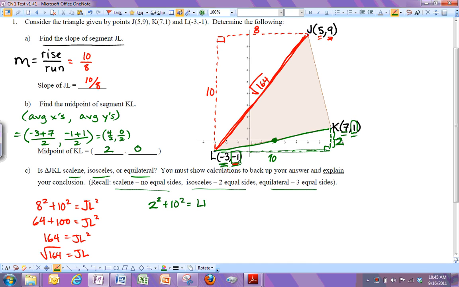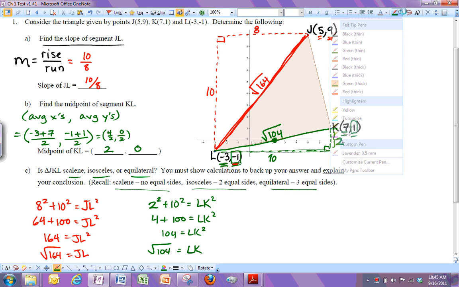2 squared plus 10 squared equals LK squared. So 104 equals LK squared, and root 104 is going to be LK. So now I know this whole side, root 104. Okay, so I know it's not equilateral already because 2 of the sides are different for sure. But we still got to check the third side.